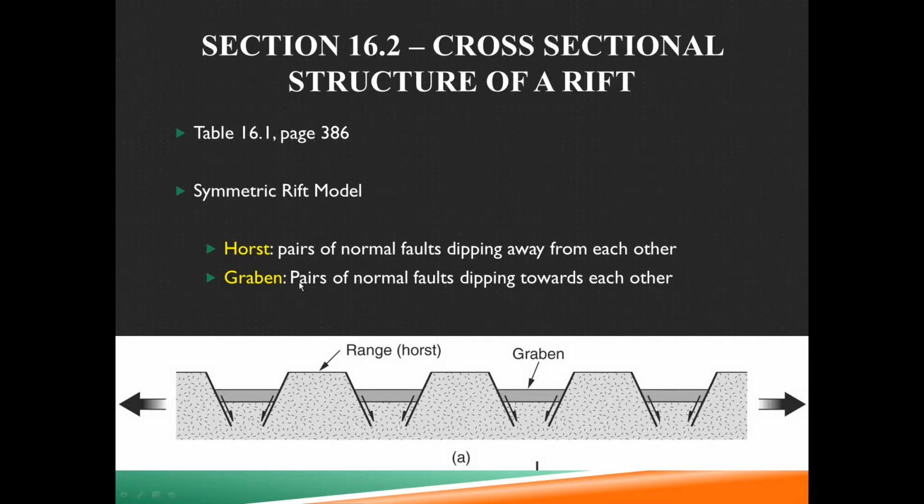A Graben is a pair of normal faults dipping towards each other. So here's a fault dipping towards each other. That's a Graben. I will show you a much easier way to remember that in just a moment here. But this is the basic Horst and Graben structure, where you have alternating hills and basins.